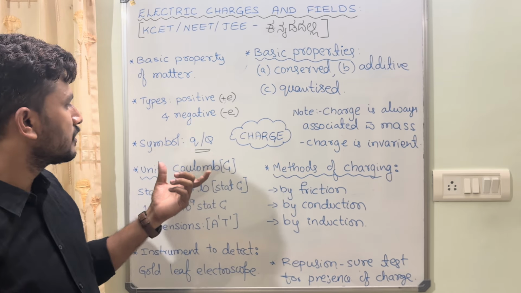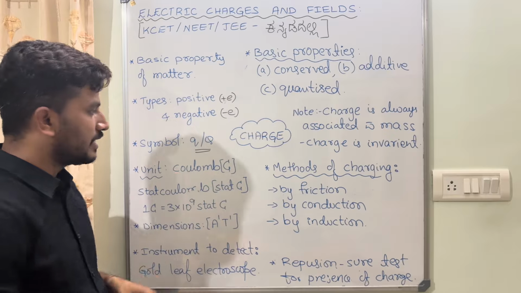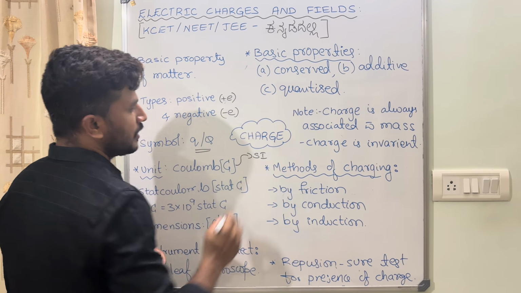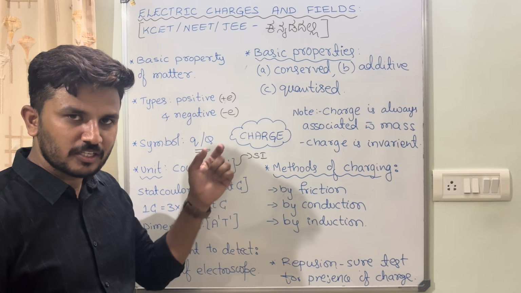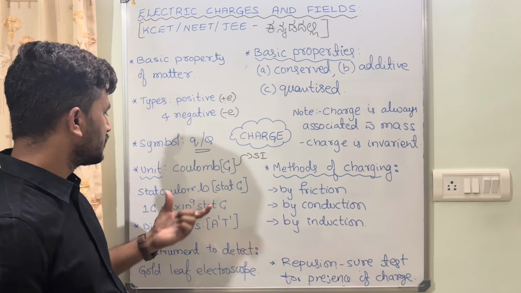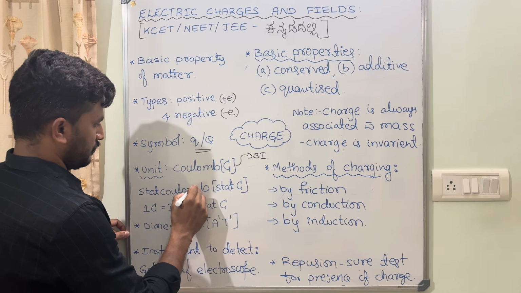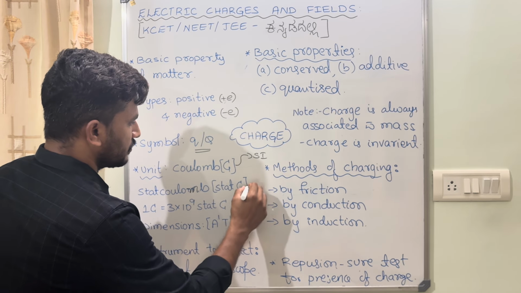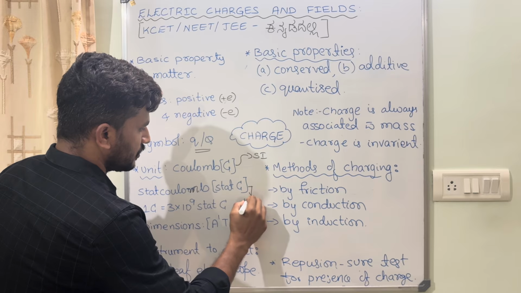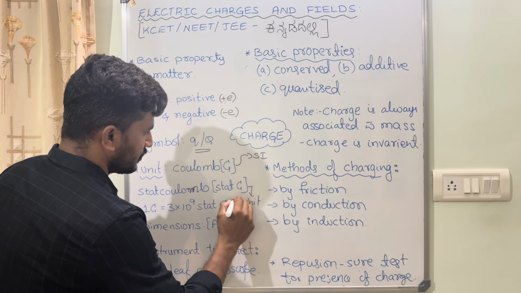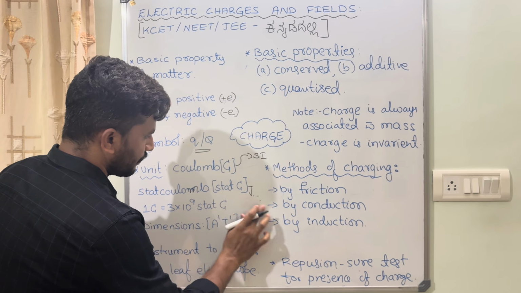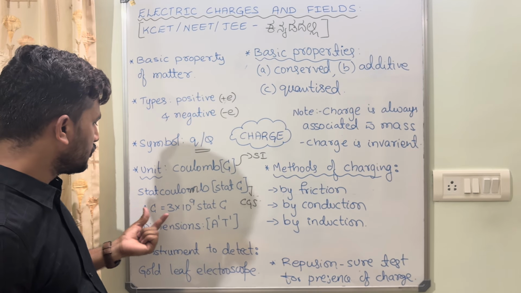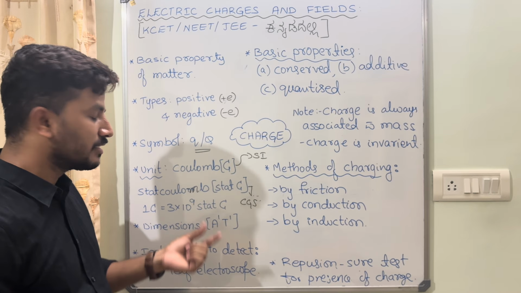The unit is Coulomb. That is the SI unit. SI unit is Coulomb, and other units also there like stat Coulomb. Okay, so stat Coulomb is a CGS unit. So 1 Coulomb is equal to 3 into 10 to the power 9 stat Coulomb.